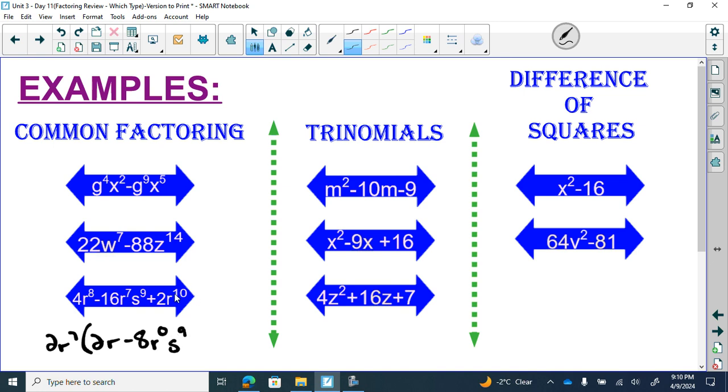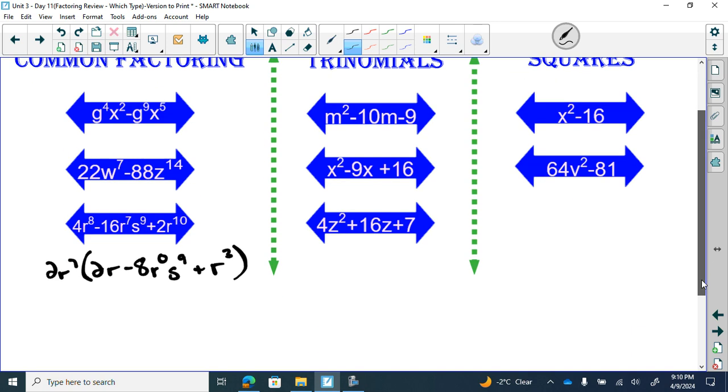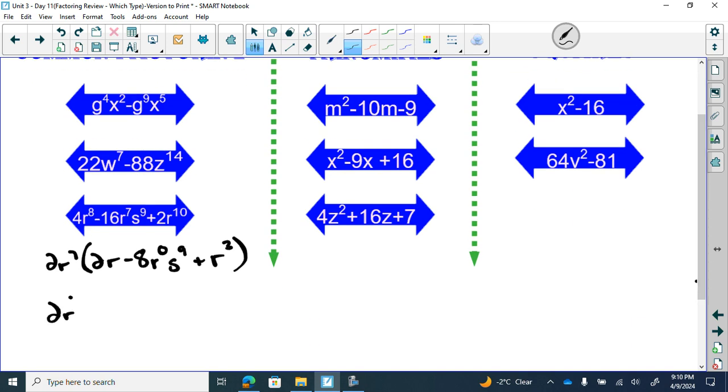Then I'm going to move on to the 3rd term. 2r to the 10th divided by 2r to the 7th would be 1r to the 3rd. 2 divided by 2 is 1. r to the 10th divided by r to the 7th would be r to the 3rd. Shut the bracket. Then I'll clean this up: 2r to the 7th times 2r minus 8s to the 9th plus r to the 3rd. r to the 0 is just 1. Anything to the power of 0 is 1. So negative 8 times 1 times s to the 9th would be negative 8s to the 9th.